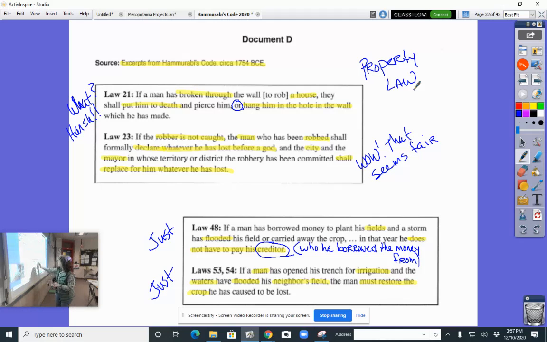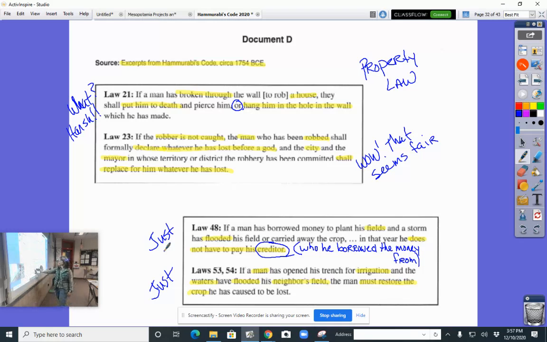So this says that if a man borrowed money from someone to plant his fields, and then there's some incredible flood and he loses his crop, well, he doesn't have to pay that guy back. The creditor, that's the person he borrowed the money from, he doesn't have to pay that creditor back until the following year. Okay, moving down. Somebody might say that's pretty just. Yep, you might go, yeah, that's really fair.